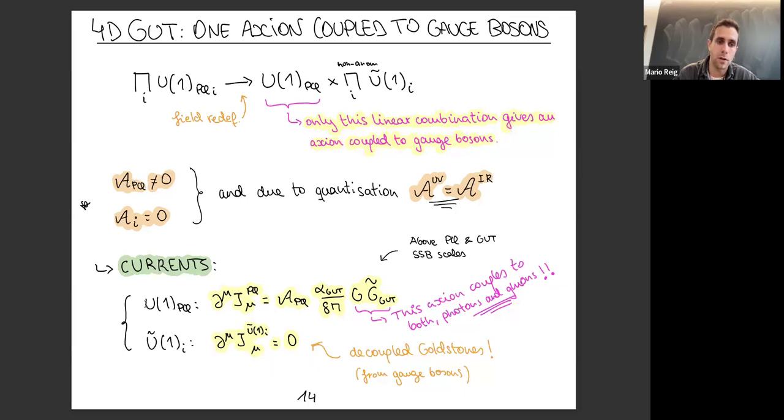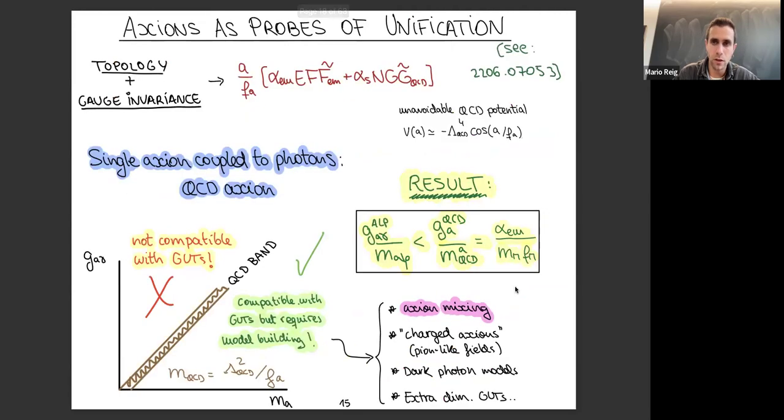And only one linear combination, the one I'm calling U1PQ, has a non-vanishing divergence proportional to G G dual. And this is the guy that is giving you an axion coupled to both, necessarily both, by gauge invariance, photons and gluons. So in other words, topology of the axion couplings plus gauge invariance of the full GUT theory is telling you that in GUTs, in grand unified theories, the only axion that can couple to photons necessarily couples to gluons, and therefore unavoidably you get a QCD potential.